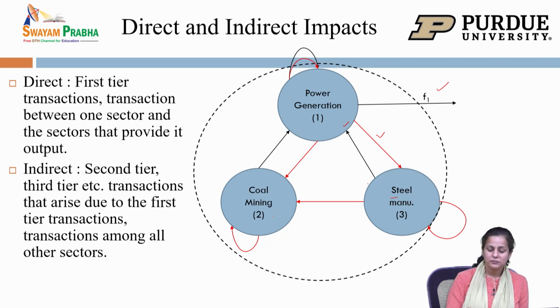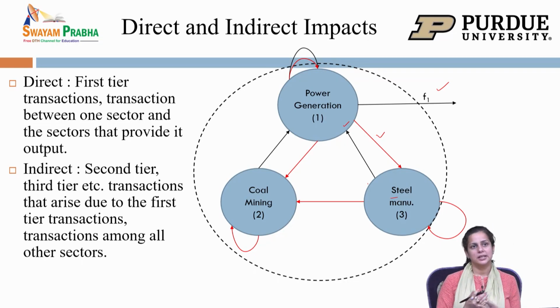Similarly, coal mining may also say, okay, you need coal, so I need some electricity to provide you that coal. That is the indirect impact, and for that your coal mining will say, okay, I will go to the steel manufacturing company and I will need some equipment as well. So, all these red flows are actually the indirect impacts.